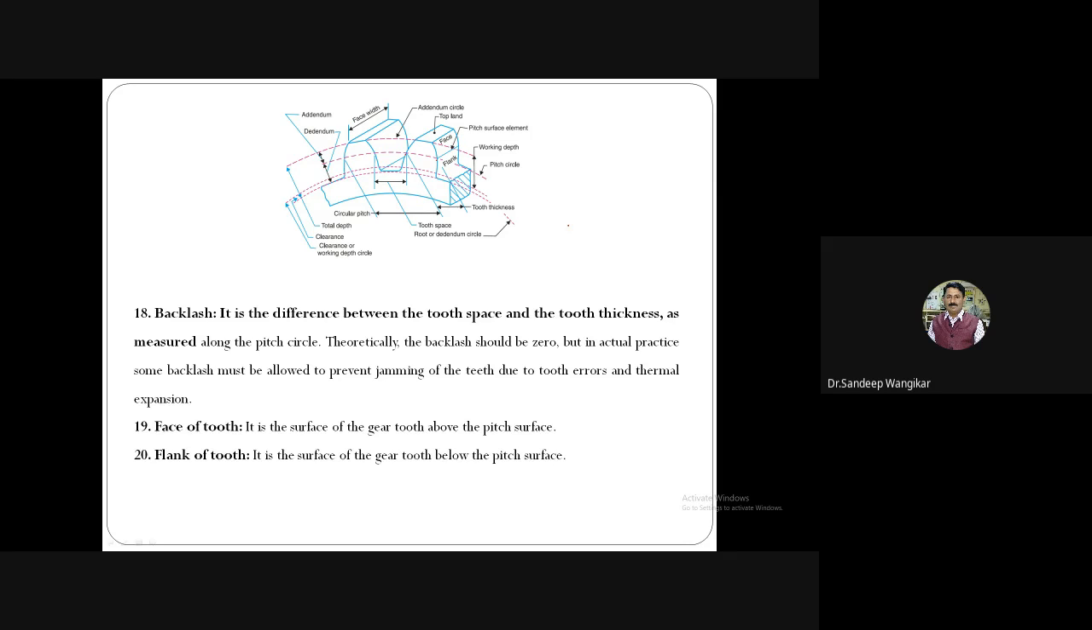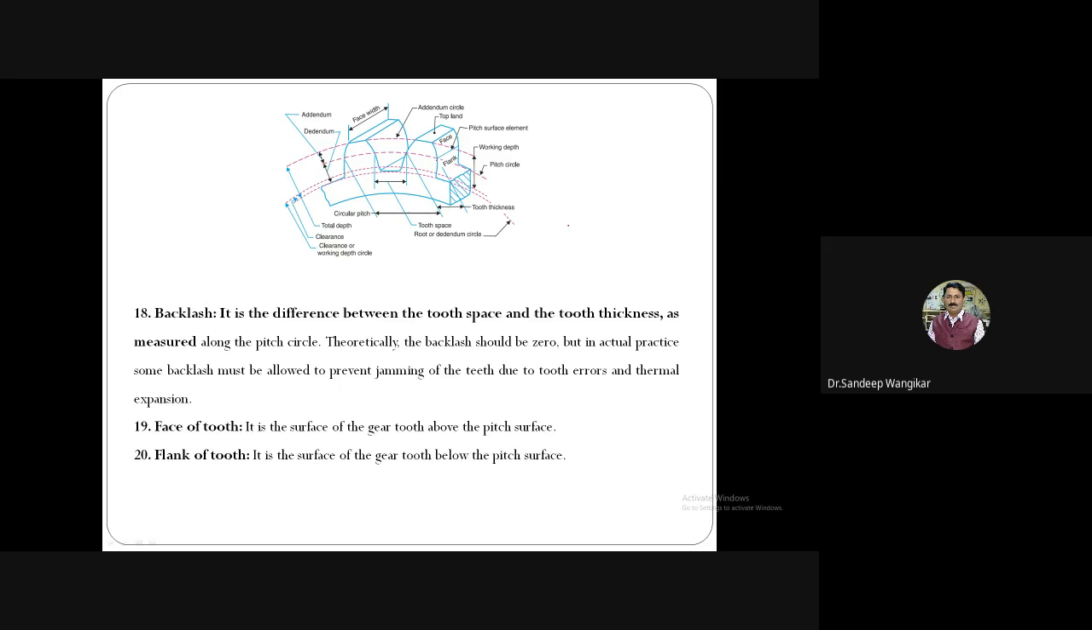Therefore, for example, if tooth thickness is required, then it is mentioned 30 millimeter plus minus 0.3 millimeter. So if it is not exactly 30, whatever allowance is there, it is compensated by the backlash. So whatever error will be there, it is compensated by the backlash.